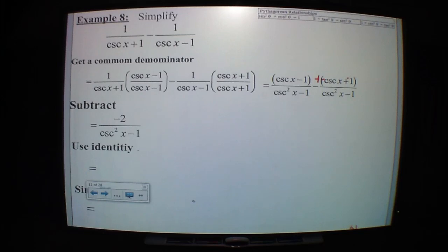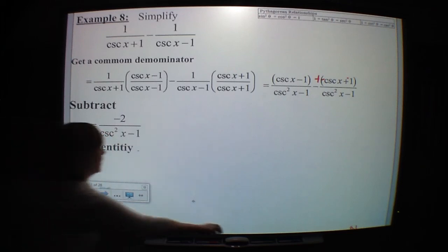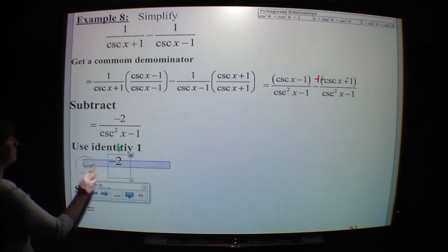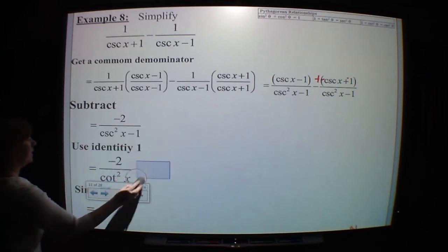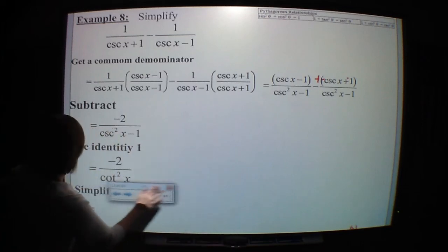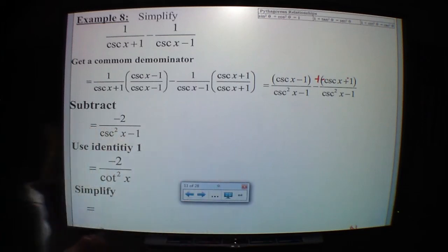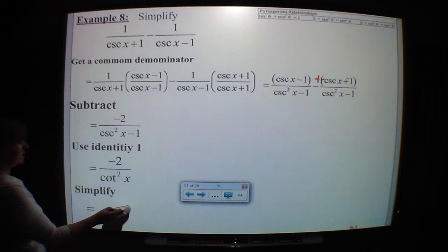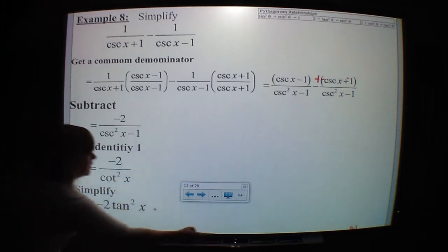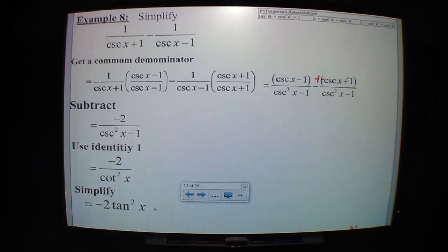Identities. Cosecant squared minus 1 is equal to cotangent squared. So I'll have cotangent squared on the bottom. Okay? And I hope you know your reciprocal identities. Cotangent and tangent are reciprocal identities. So this is just negative 2 tangent squared of x. And you're done. There will be 2 more parts to this section.